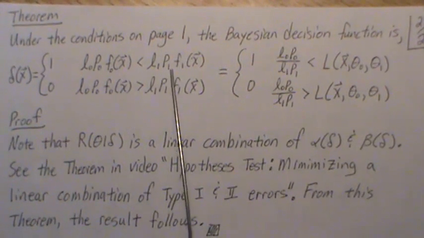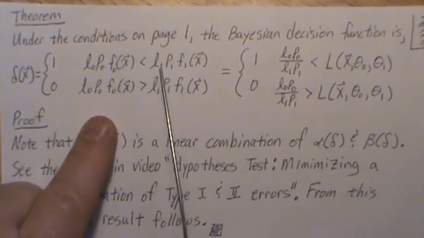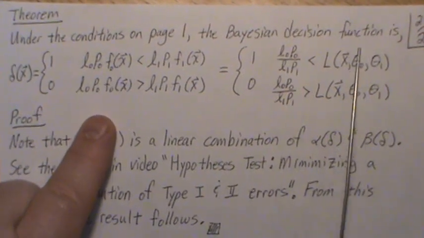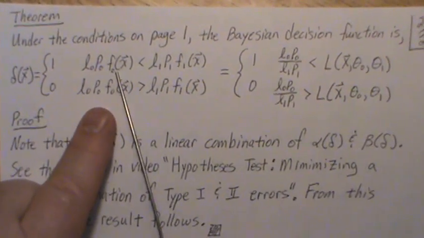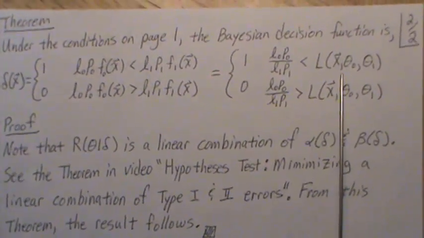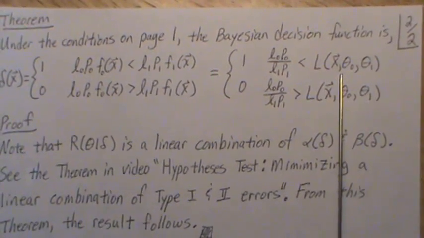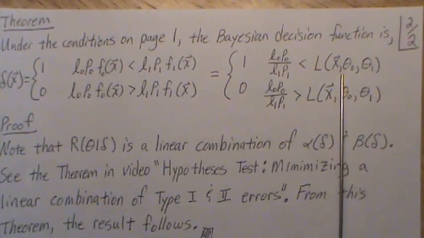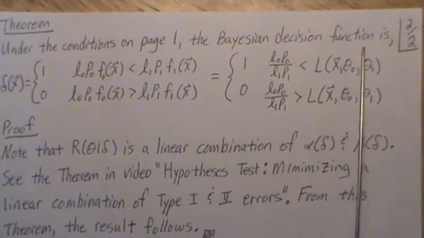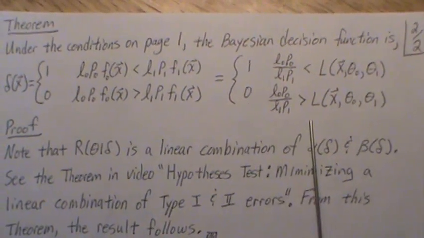Now, we can simplify this if we divide both sides by F0 and divide both sides by L1, P1, we get this right here. Now the ratio F1 divided by F0 is the likelihood ratio, but in the Bayesian setting or paradigm, it's often called the Bayes factor. And we'll bring that in, not this video, but a later video. So this is the Bayesian decision function.